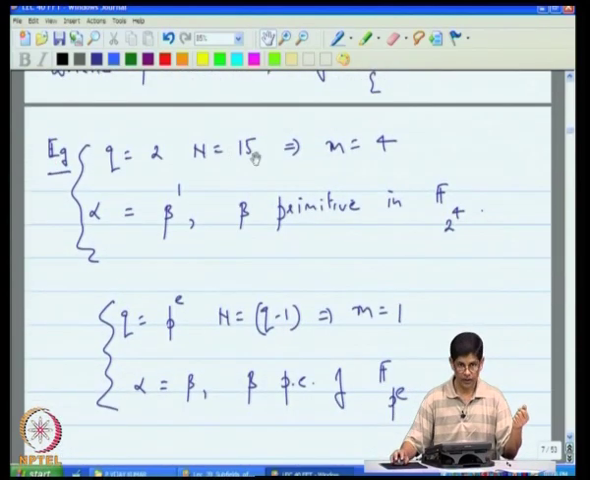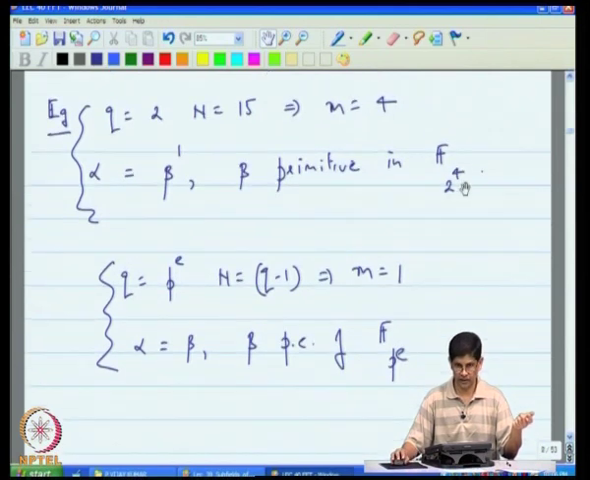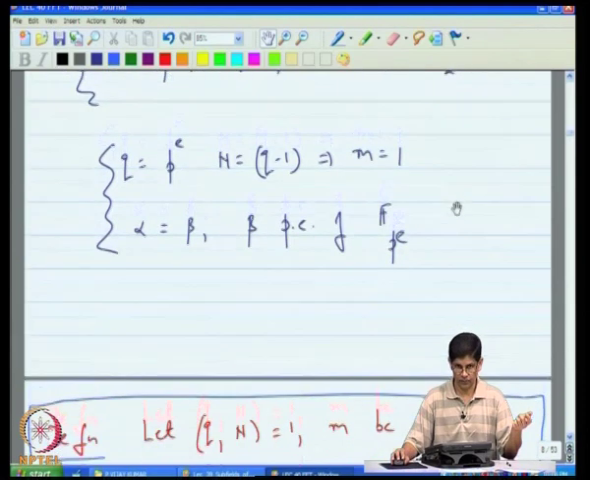For example, when q is 2 and n is 15, then the smallest power of 2 which will give you 1 mod 15 is 4, because 2 to the 4 is 16, which is 1 mod 15. And here it turns out that you need an element of order 15, but the primitive element in F_{2^4} is itself of order 15. Okay, so that does it for you.